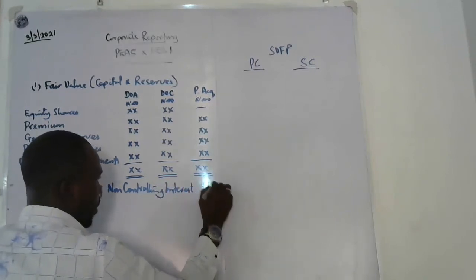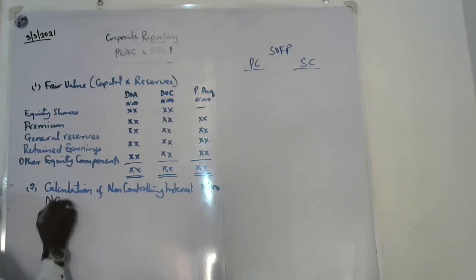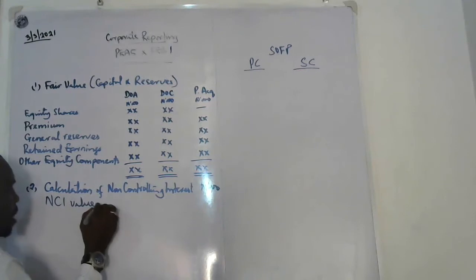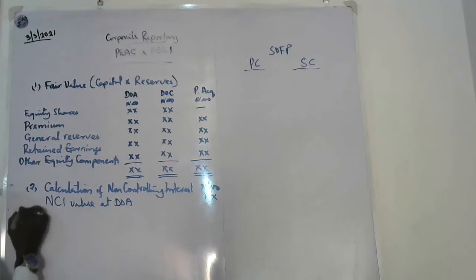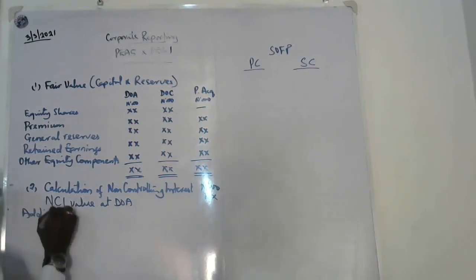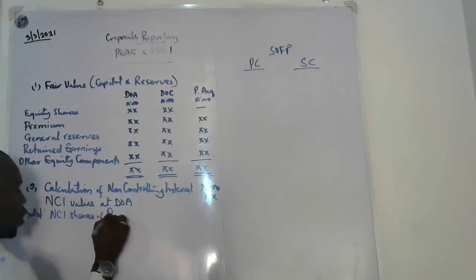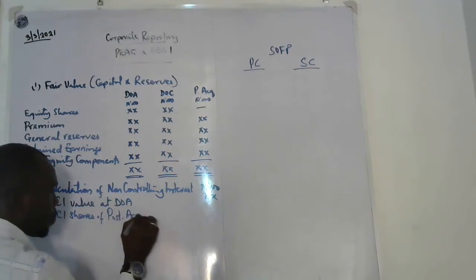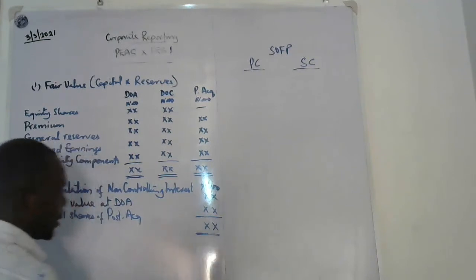NCI is the part of the equity shares that the parent company does not have control over. And according to IFRS 3, this NCI is to be calculated as NCI value at DOE, plus NCI share of post-acquisition balance. We add this together to have our NCI.